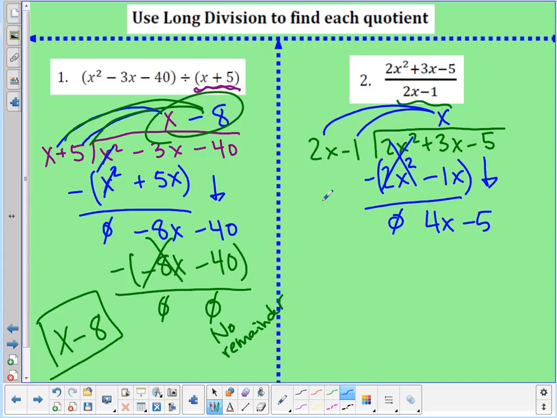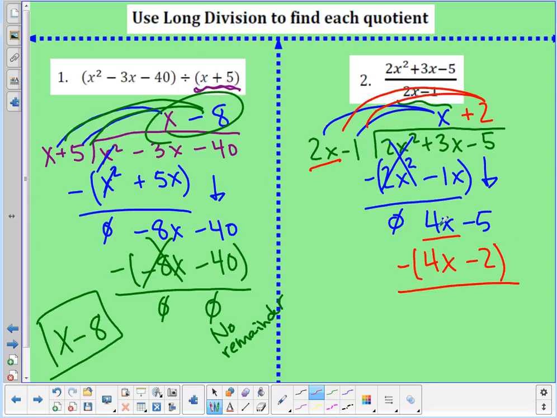So I need to make 2x look like 4x. What do I multiply 2x by to get to 4x? I need a 2. 2 times 2x, so I distribute those. 2 times 2x gives me 4x, and 2 times -1 gives me -2. And subtract both of them. And once again, we strategically picked the 2 so that those would go away. 4x minus 4x is 0. But -5 minus -2, minus a -2 is plus a positive. -5 plus 2 is -3. So this is my remainder.